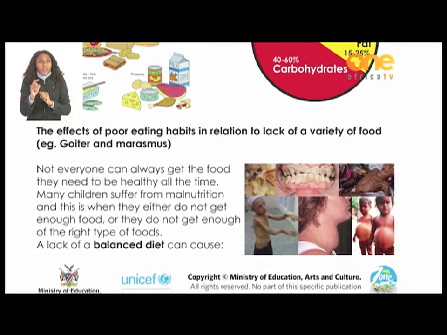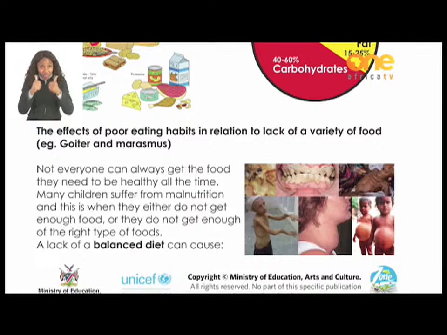Not everyone can always get the food they need to be healthy all the time. Many children suffer from malnutrition. When we talk of malnutrition, we are referring to the diseases that we get due to not eating the right amount of food. This is when they either do not get enough food or they do not get enough of the right type of food. A lack of a balanced diet can cause, look at the picture there.